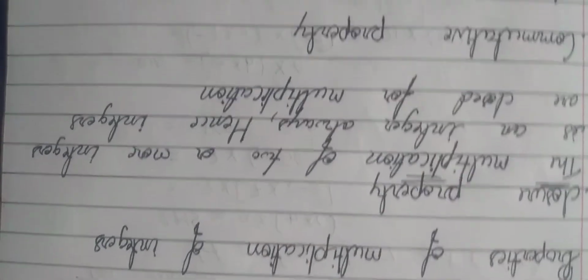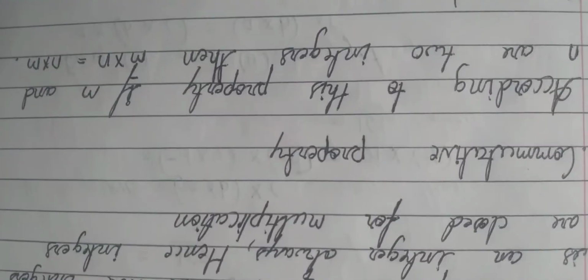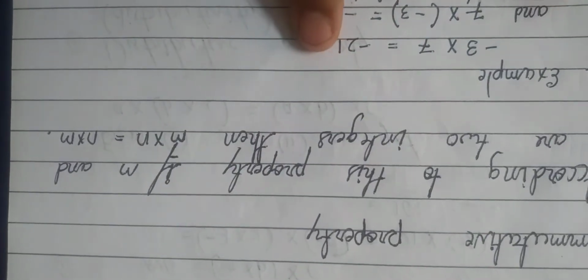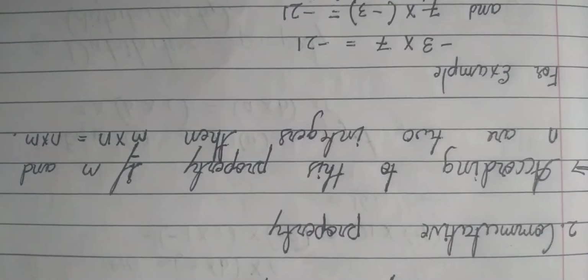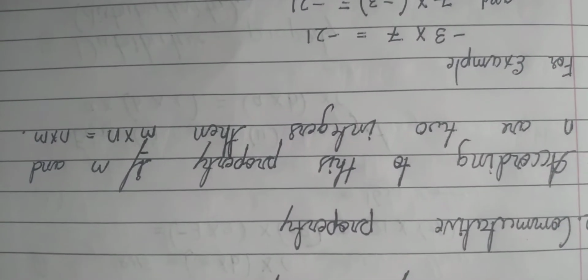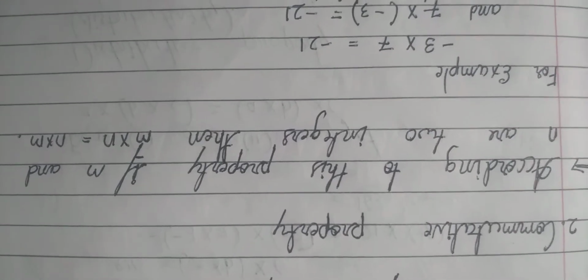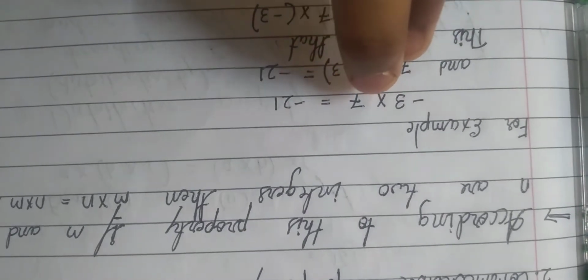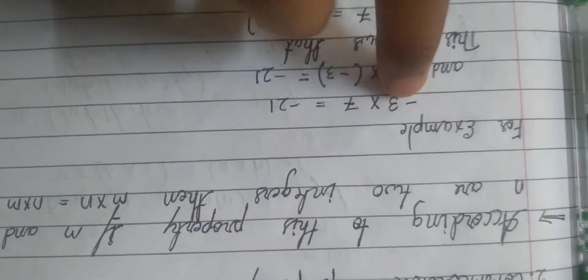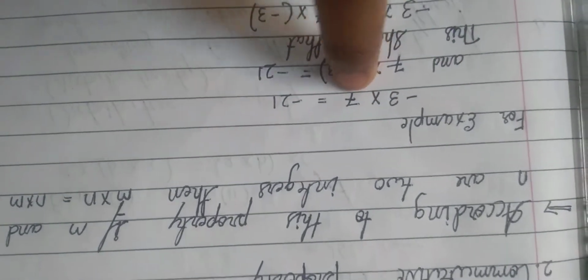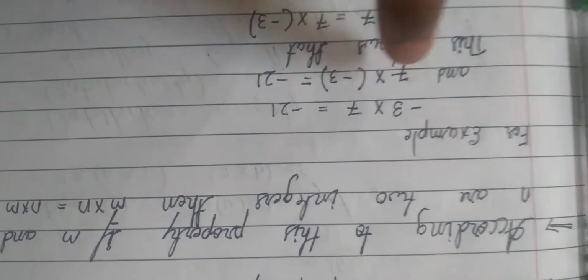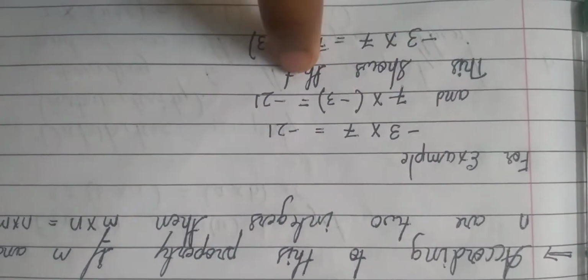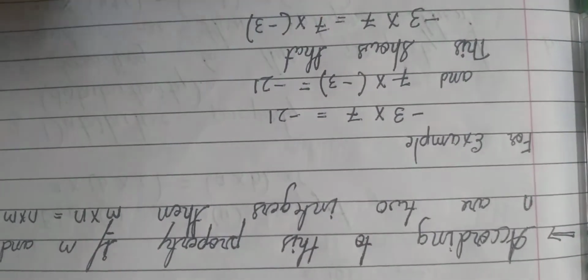And here comes the commutative property. According to this property, if m and n are two integers, then m into n or n into m, we are going to get the same answer. For example, 3 into 7 is equal to 21. 7 threes are 21, 3 sevens are 21, and 7 into 3 is 21, the same thing. This shows that 3 into 7 is equal to 7 into 3.